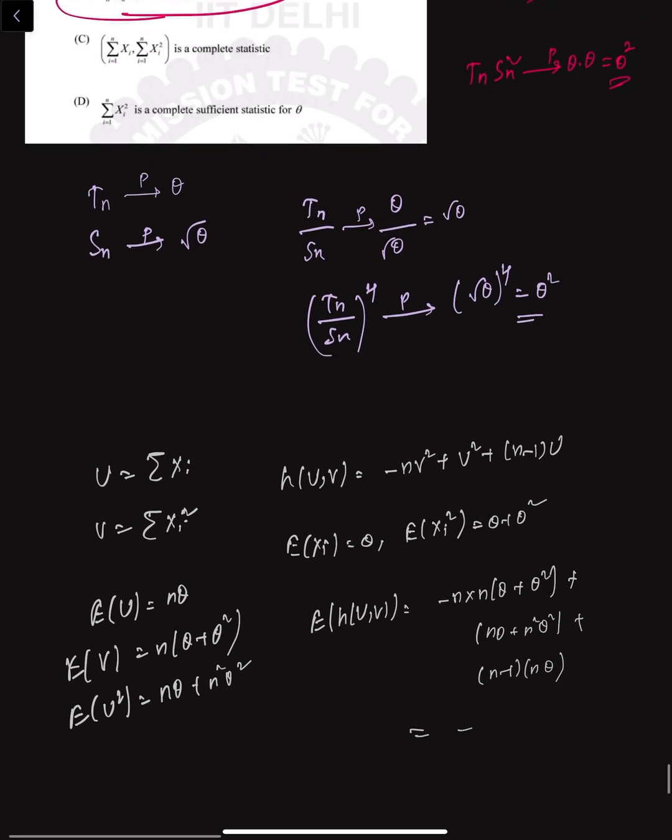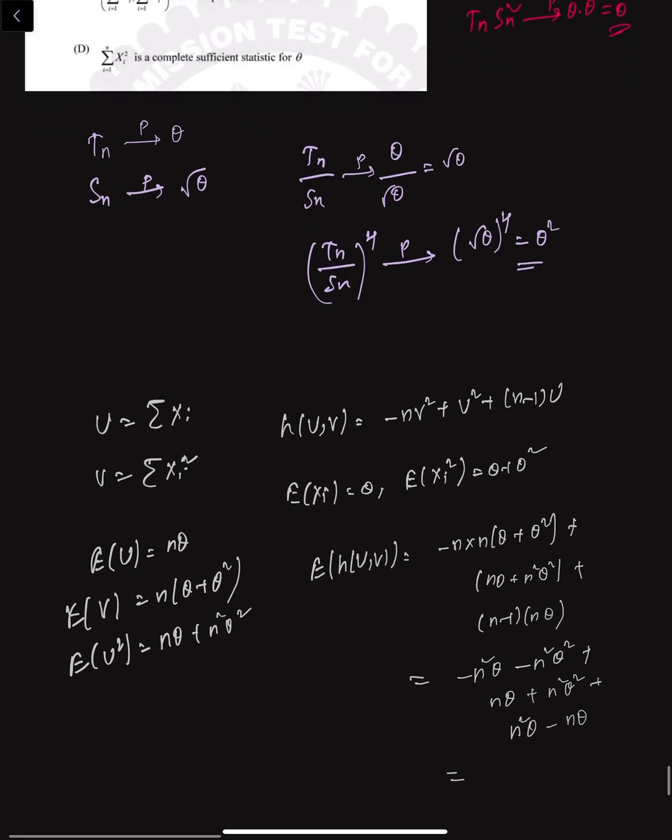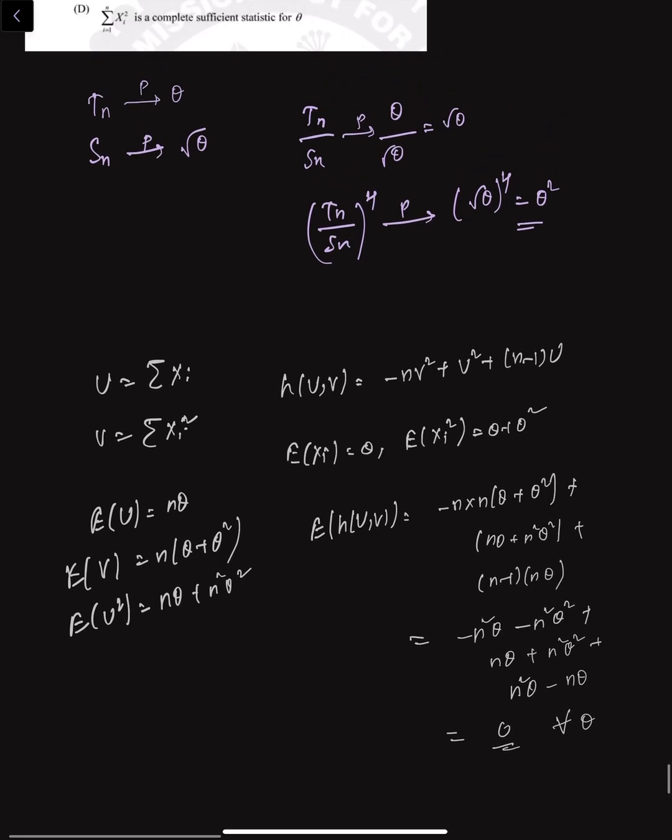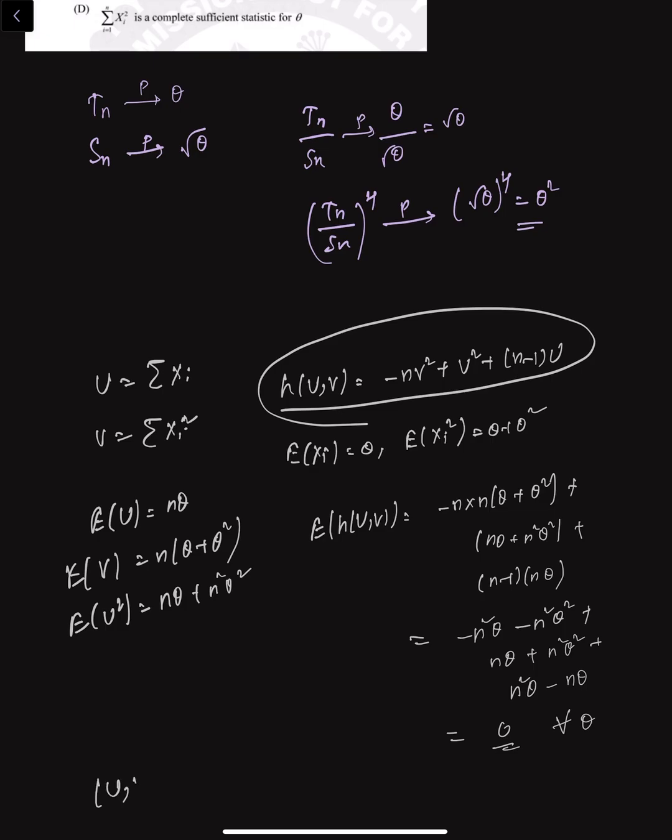So this is minus n theta minus n theta square plus n theta plus n square theta square plus n square theta minus n theta. That means it is 0 for every theta. So there exists a function h which is not almost surely 0, for which the expectation is 0 for all theta. So the statistic (u, v) is not complete.